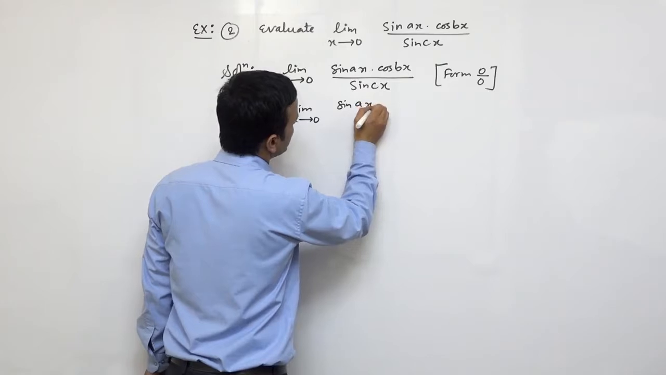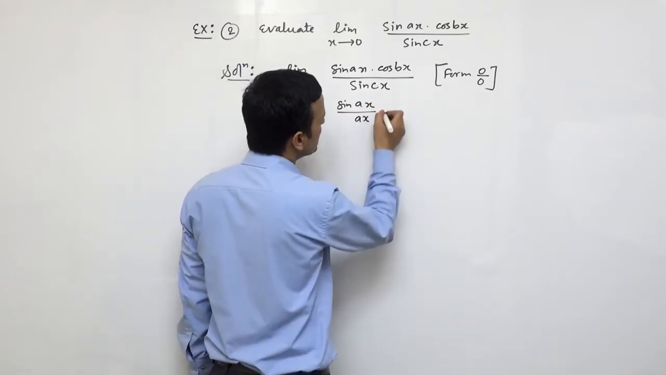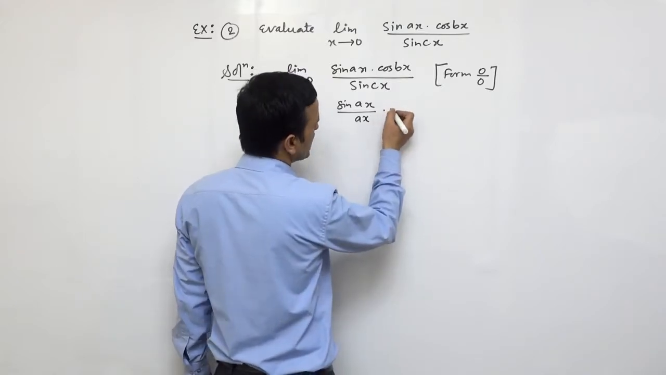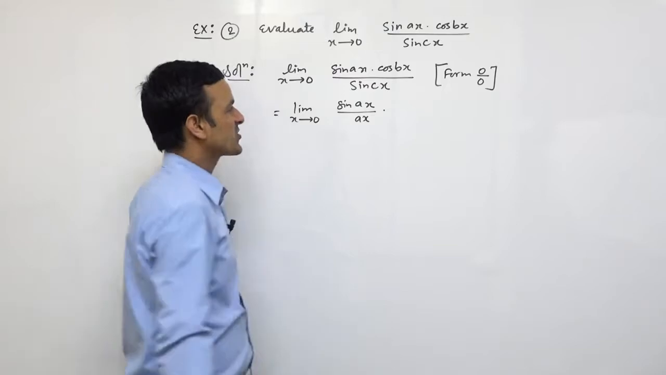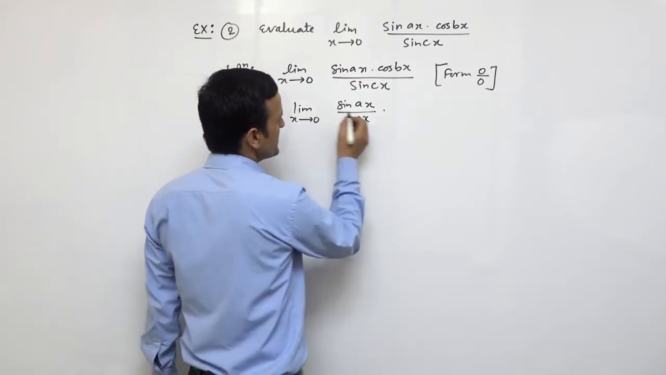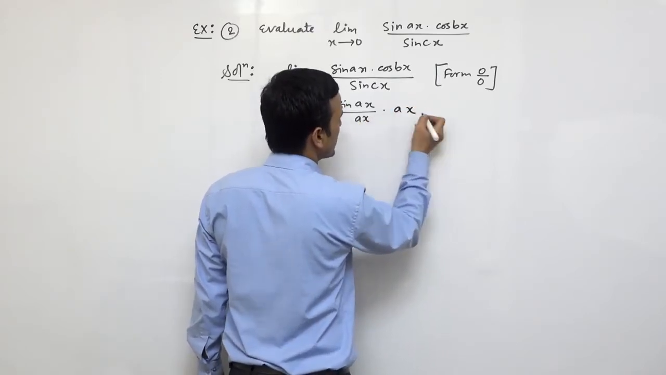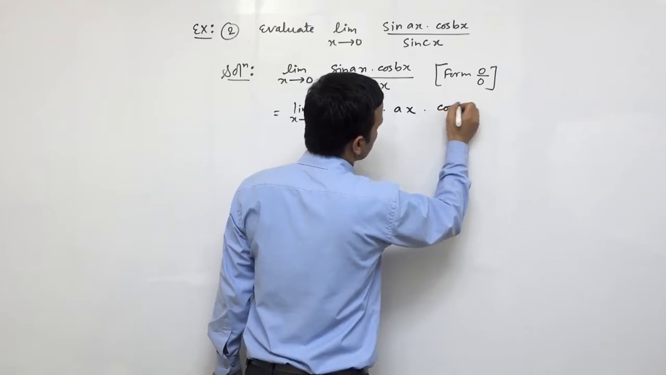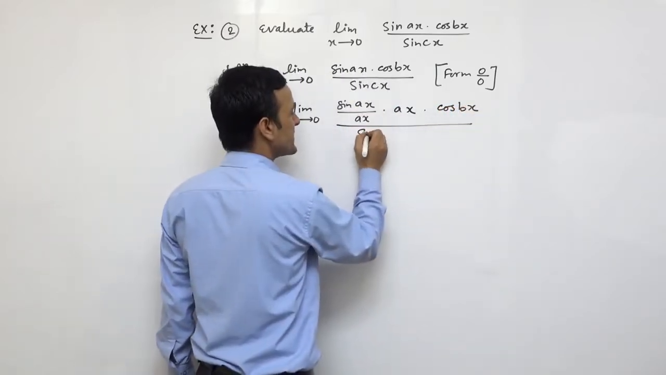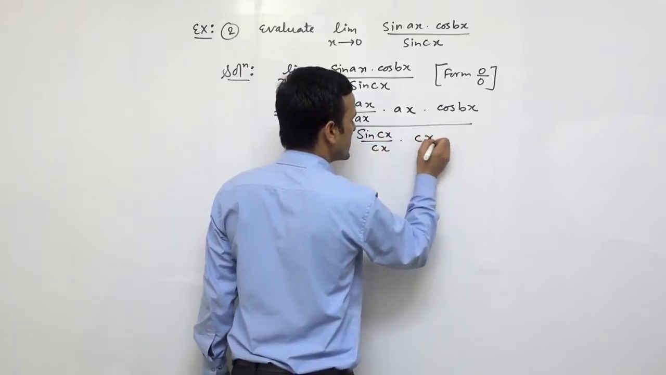So we can arrange the terms like this: sin ax divided by ax into... We have the term sin ax; below it we put ax to adjust it. Then cos bx we don't need to change. We multiply the ax like this with cos bx, which stays the same, divided by sin cx. We also write sin cx divided by cx, and we can multiply cx.